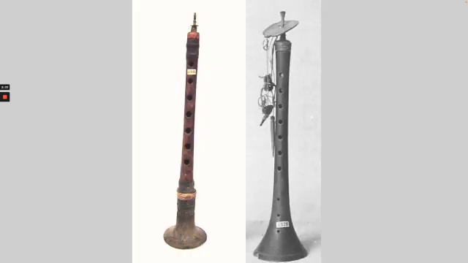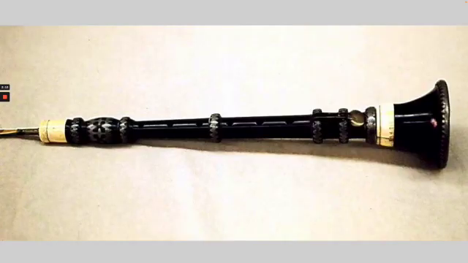This slide shows a couple of examples of shawms. The one on the right has a large pirouette, and the one on the left has a smaller pirouette. This slide has another example of a shawm. Notice that there's no pirouette. The tone holes are smaller, and there's a metal key just above the bell.